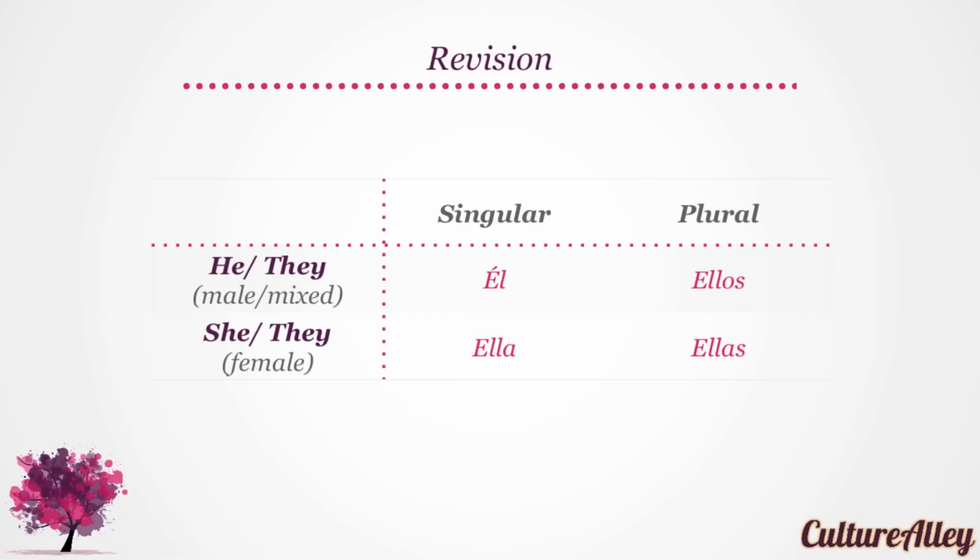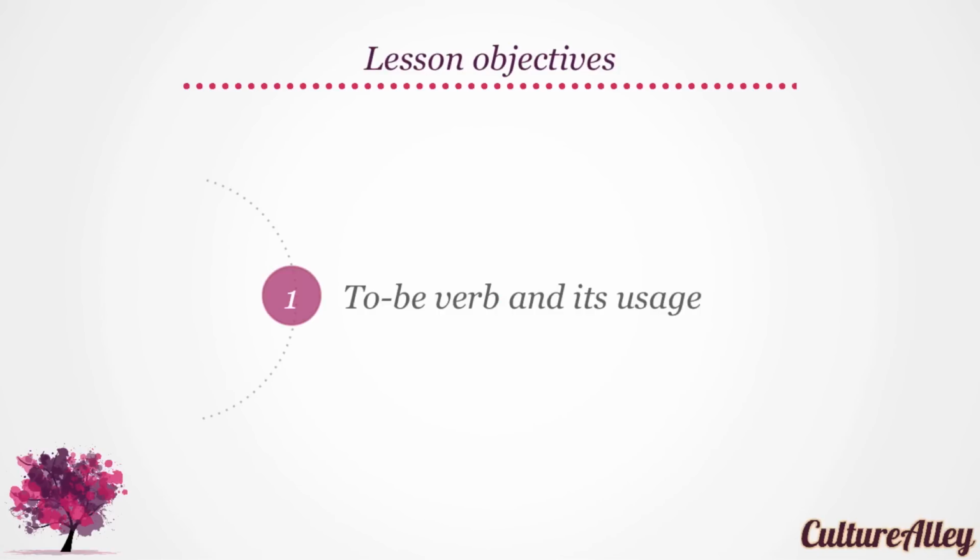He is translated to él, and they is translated to ellos for male gender. Similarly, she is translated to ella, and they is translated to ellas for female gender. Very good. Great. Today, we look at the to be verb and its usage in Spanish.